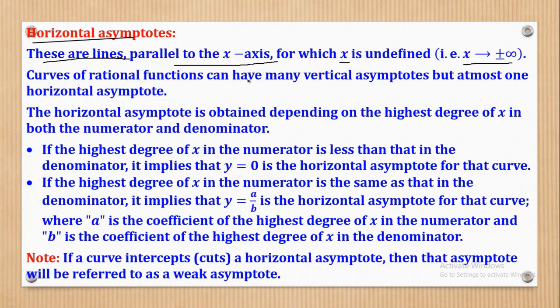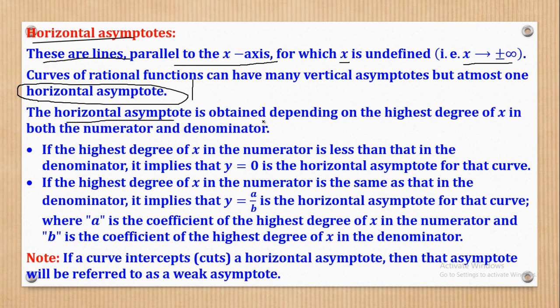Curves of rational functions can have many vertical asymptotes, but at most one horizontal asymptote. So the horizontal asymptote can only be one or none. And when there's no horizontal asymptote, it implies that there will be either a slanting asymptote or none. So you'll see what a slanting asymptote means as we go on in this video.